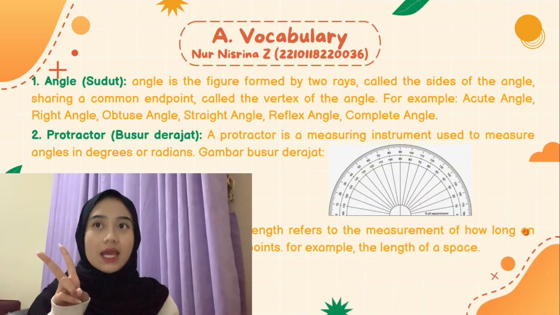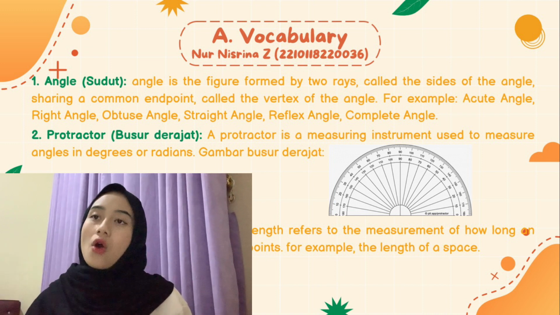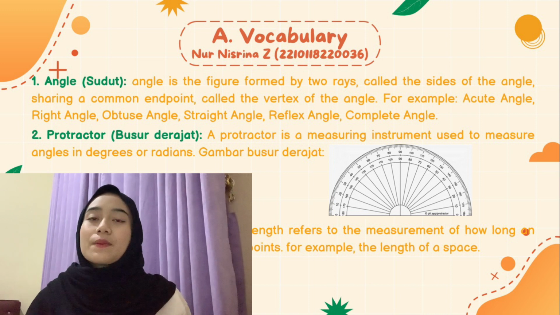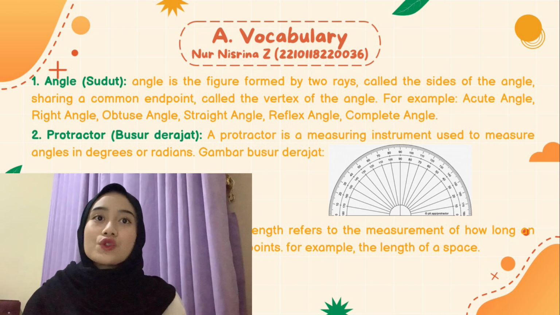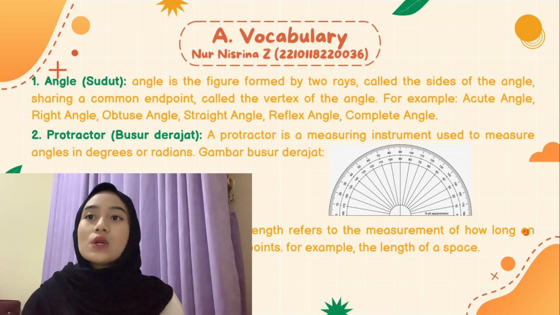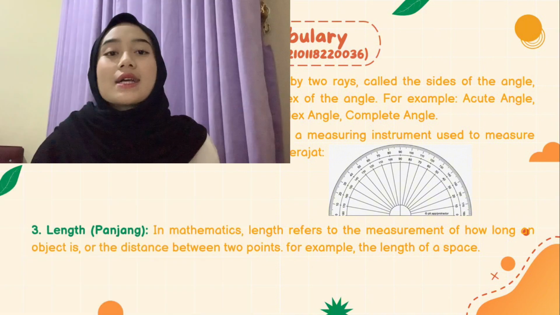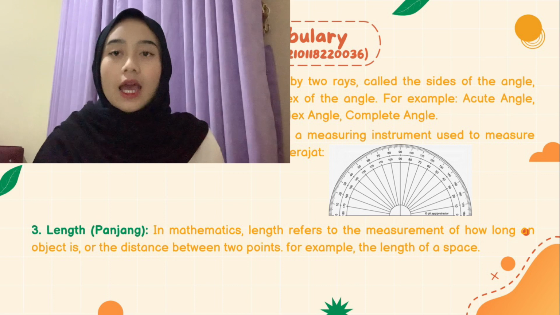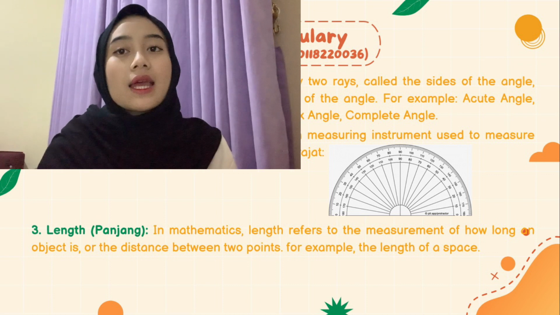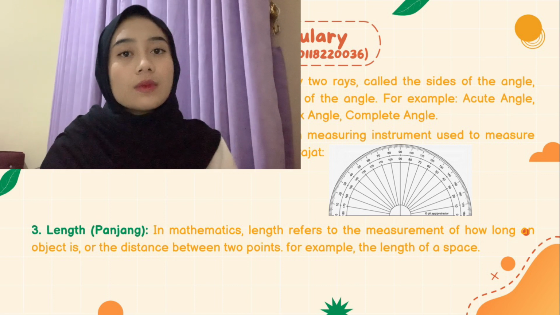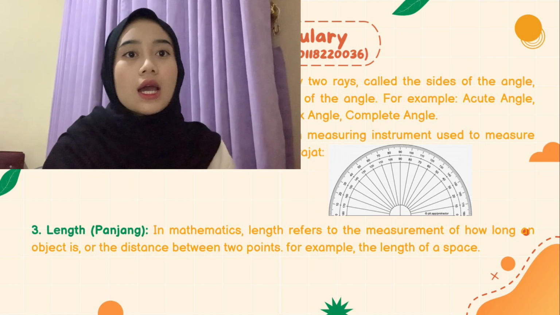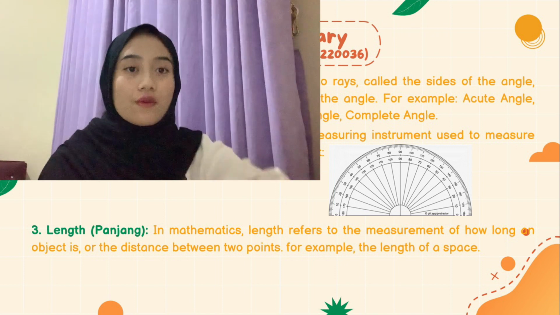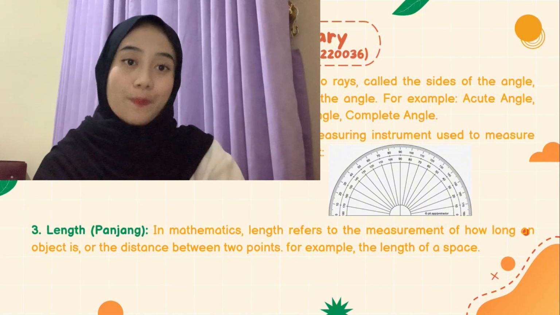Second vocabulary is protractor, or in bahasa is busur derajat. A protractor is a measuring instrument used to measure angles in degrees or radians. And the third vocabulary is length, or in bahasa is panjang. In mathematics, length refers to the measurement of how long an object is, or the distance between 2 points. For example, the length of a space.